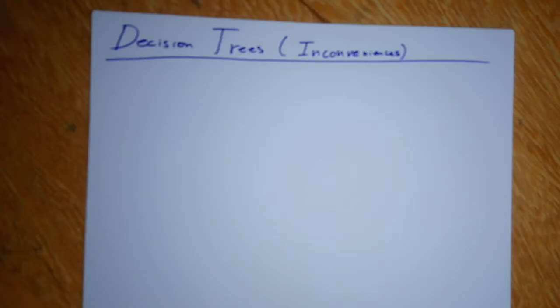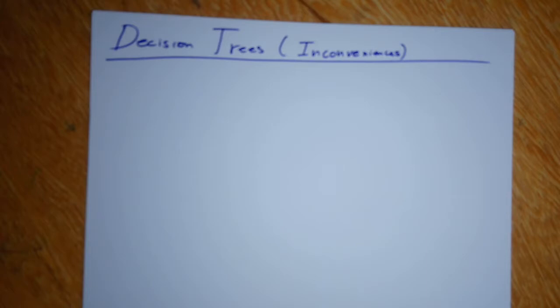In the previous video, I talked about the advantages of decision trees and some reasons for choosing them. In this video, I will do the opposite. I will talk about why not to choose decision trees, and this means that I'm going to talk about inconveniences.